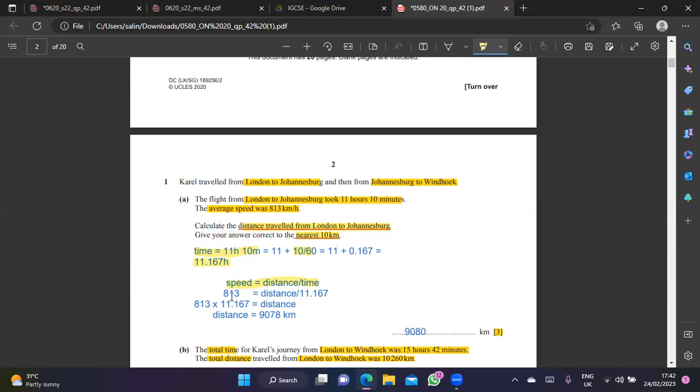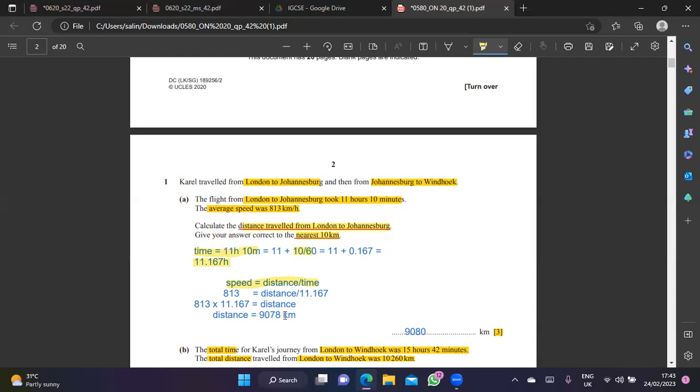And then you can put the speed, which is 813. There you go. 813 equals the distance over the time taken, 11.167 hours. And then just use your algebra. I always told my students, just make your algebra easy. If this relationship is divided by, bring it to the other side, it's going to be multiplied by. Easy. Don't think too much. I know that there are a lot of ways, but for me, why do you have to think difficult?